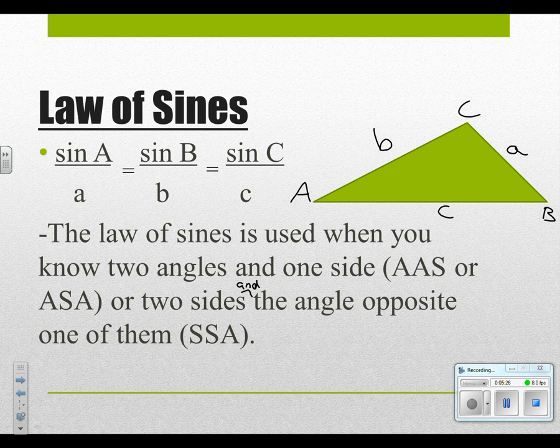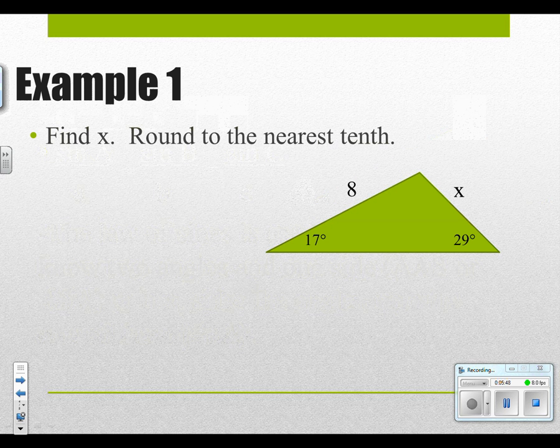What you're going to need to be able to recognize is when this law works. You could either have two angles and one side. Does it matter where the side is? No. It can be in between them or outside of them. That doesn't matter. If you have two sides, the angle that you know has to be the opposite one. Doesn't matter which one it's opposite of. So let's look at how it's going to work.